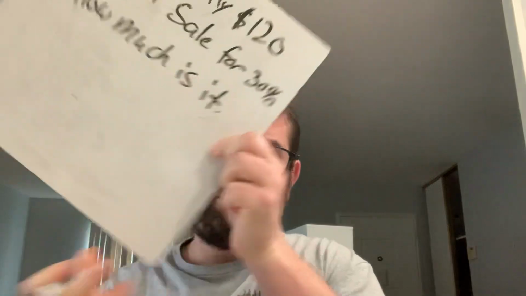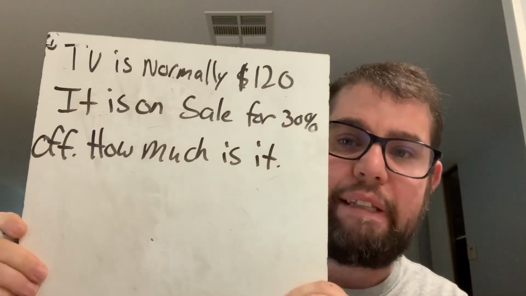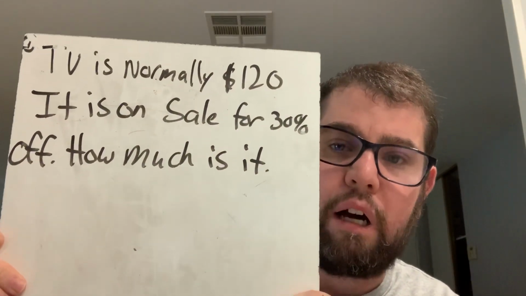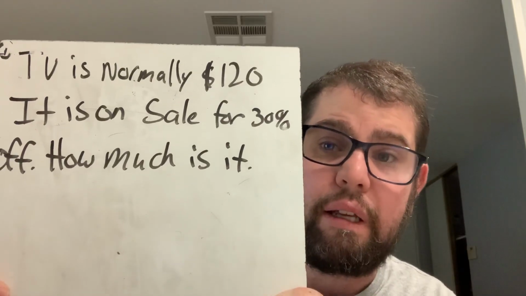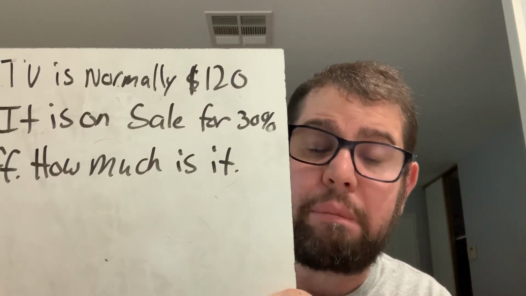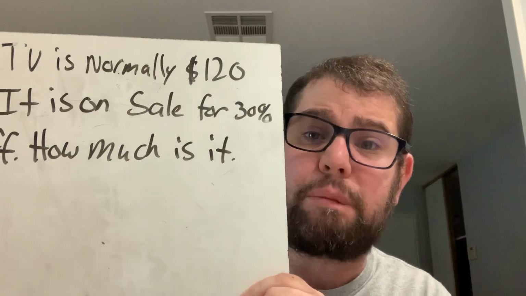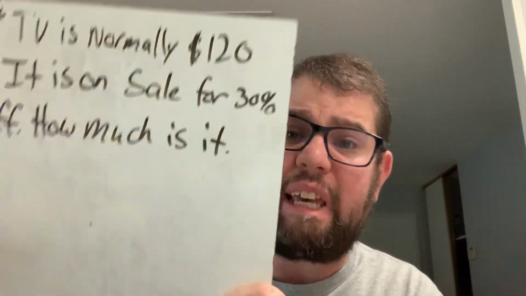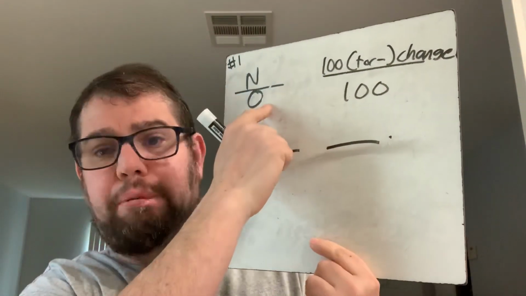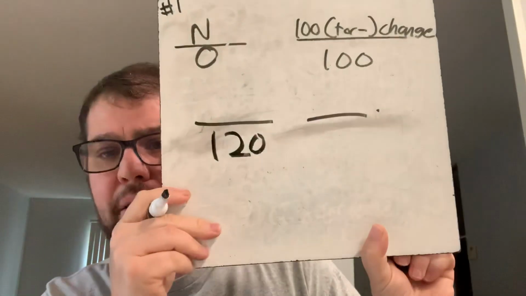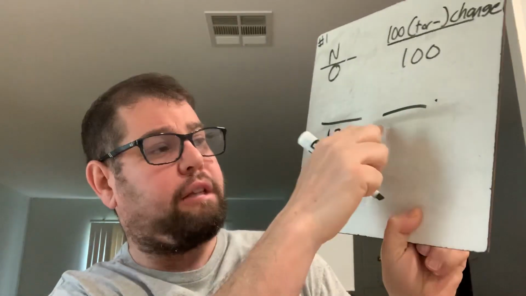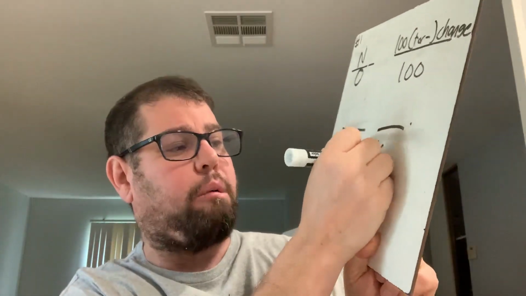And I'm going to go back to my problem and reread it. A TV is normally $120. That means that's our original price. That's how much it is. So if I go back to my formula, I'm going to go to my original price O, and I'm going to write 120 down. I also know this 100 stays the same always.